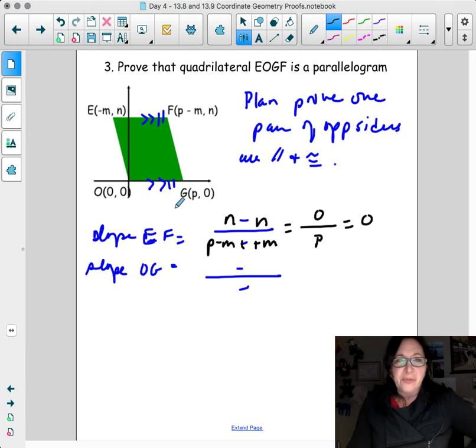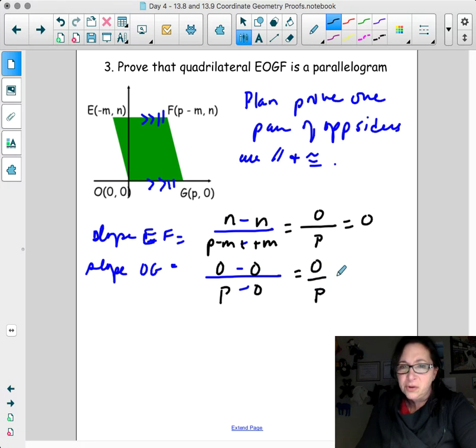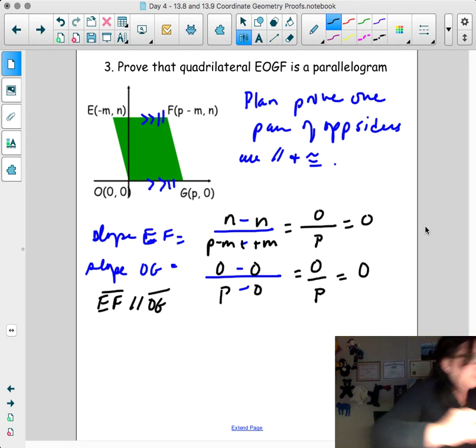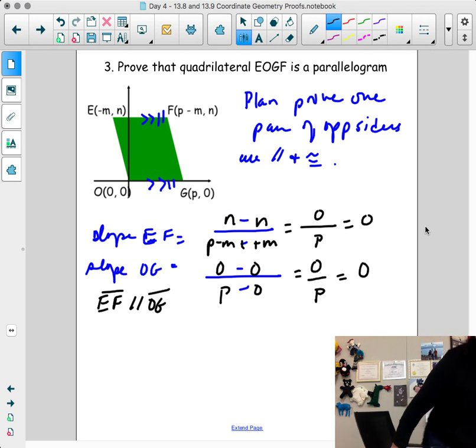Okay. So to find the slope of OG, here's OG, I'm going to subtract my y's, so 0 minus 0, and P minus 0. So 0 minus 0 is 0, and P minus 0 is P, but 0 divided by anything is still 0. So my slopes are actually parallel. So I can actually say EF is parallel to OG. So far, I have one pair of opposite sides that are parallel.